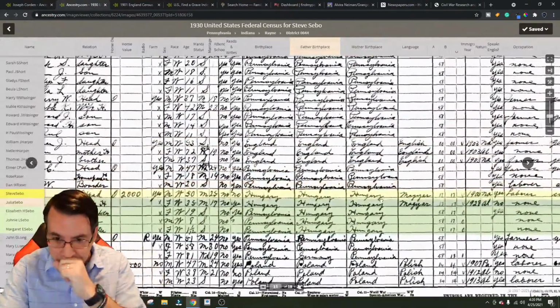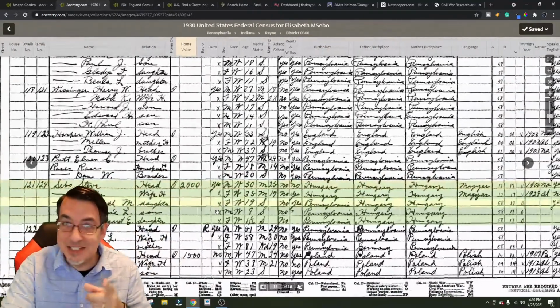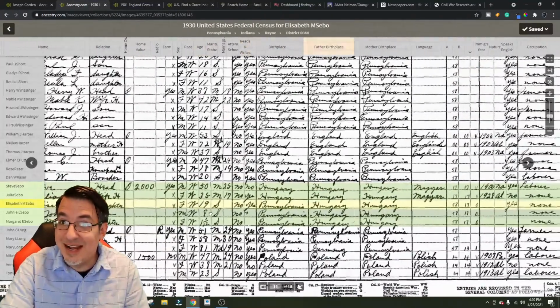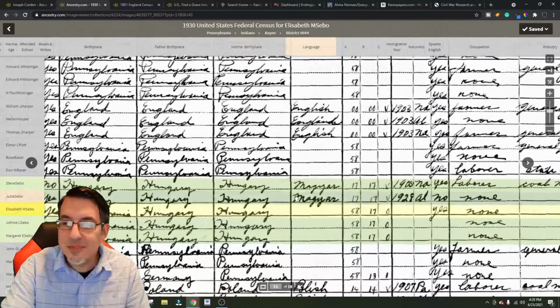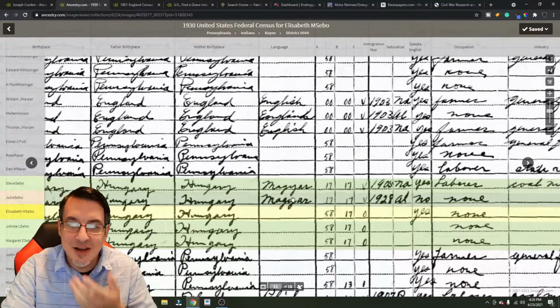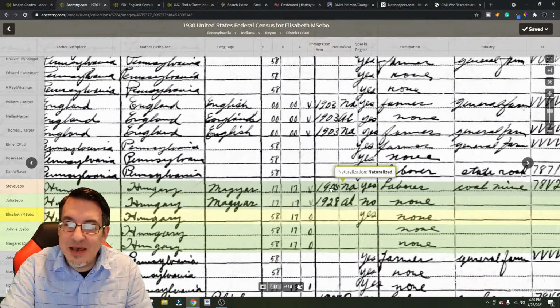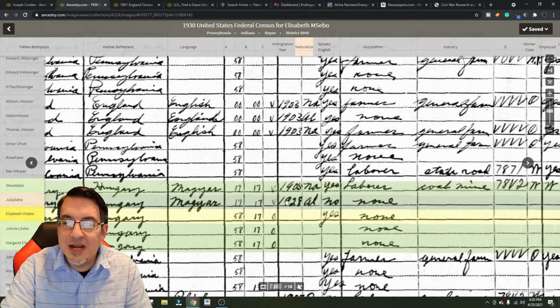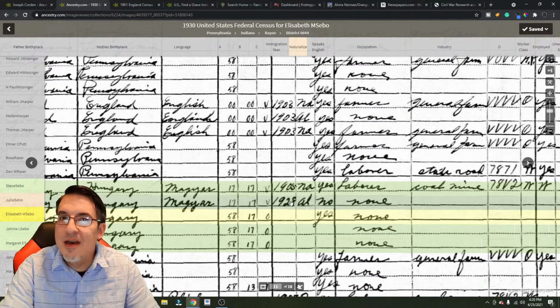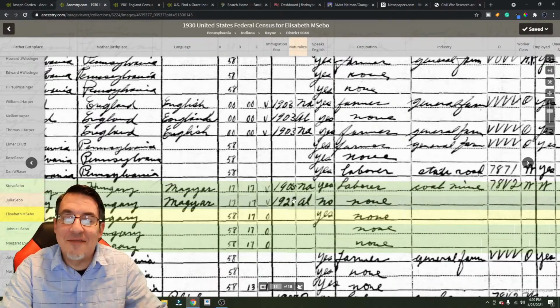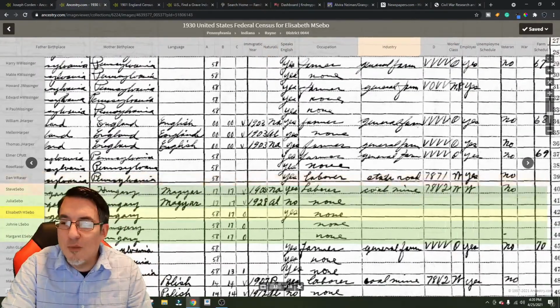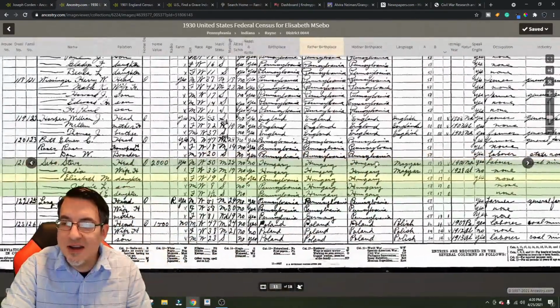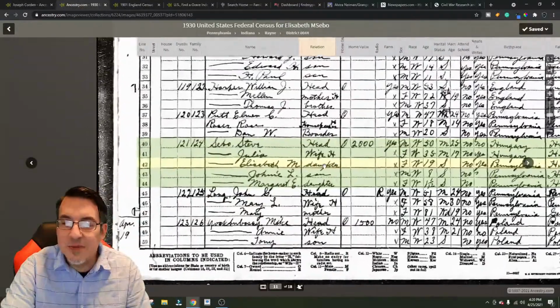So here, you can see this is the same family that said they spoke Slovak in the 1920 census. And here it says Magyar, which is Hungarian. And this tells me he came in 1905. His wife came in 1928. This is actually his second wife. He went back to Hungary to find another wife after his first one died. He's a coal miner, which is pretty common for Hungarians who settled in central Pennsylvania.